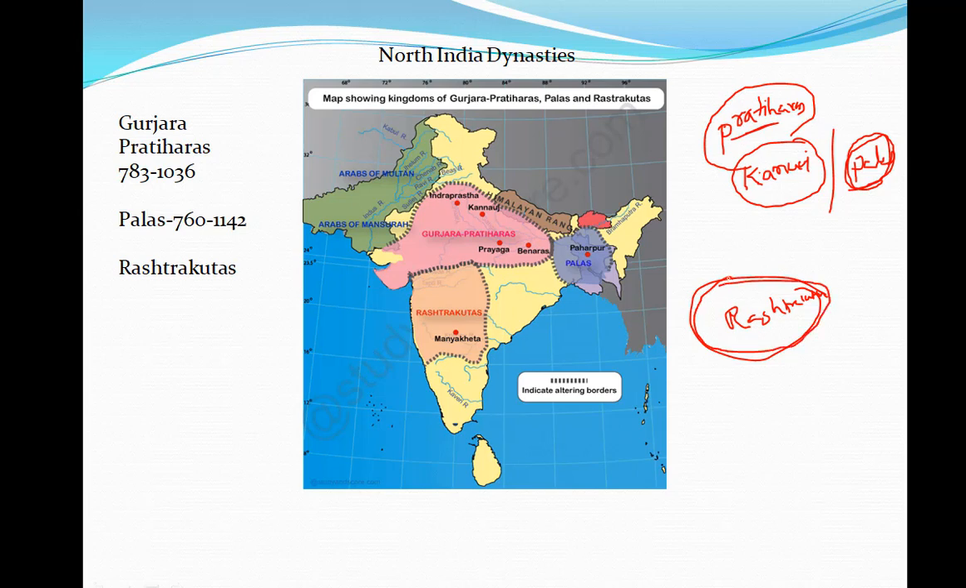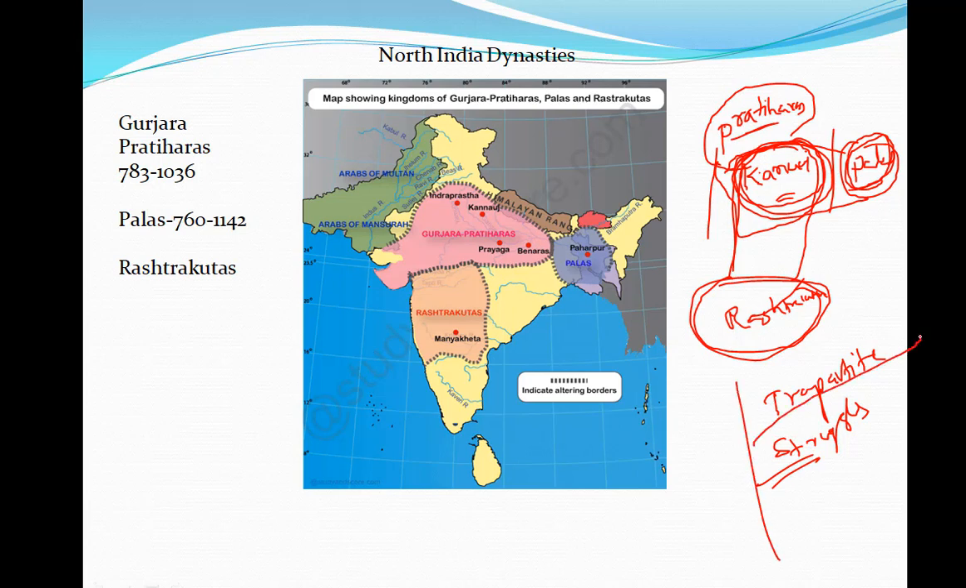Right? Now, these Rashtrakutas want to capture Kanauj. Palas want to capture Kanauj. And Pratiharas want to retain Kanauj. That means the struggle for Kanauj was happening among three dynasties. In Indian history, we call this a tripartite struggle. So here, Gurjara Pratiharas, Rashtrakutas, and Palas from the eastern part of India.